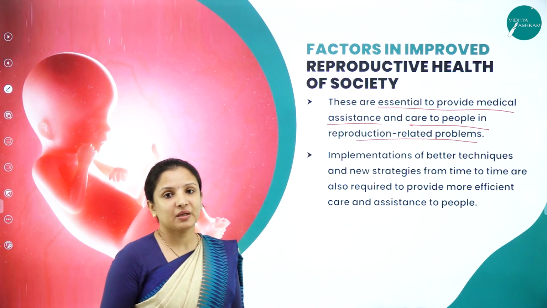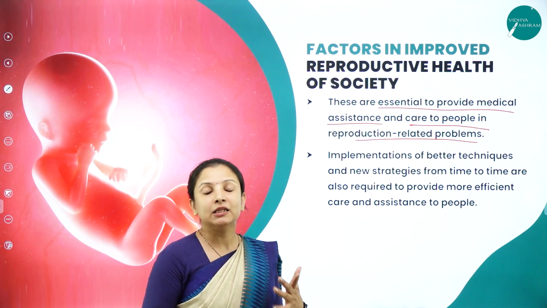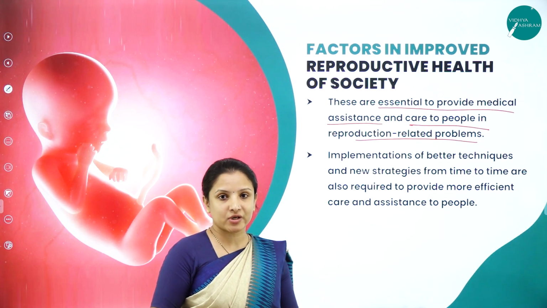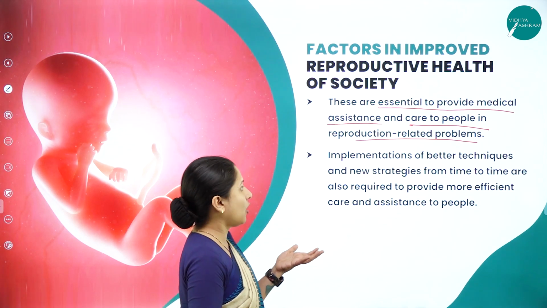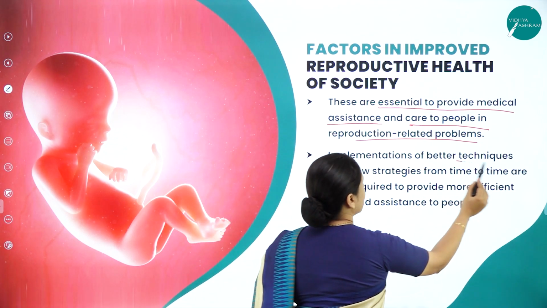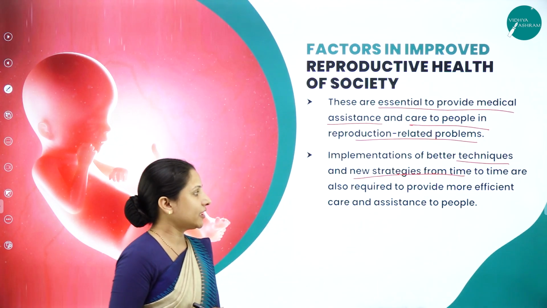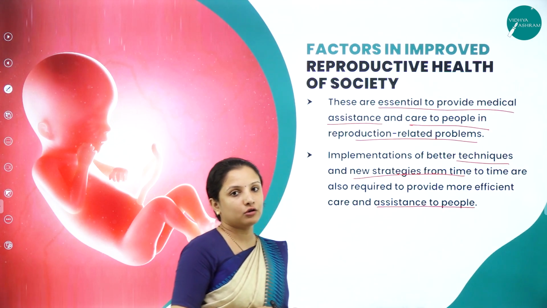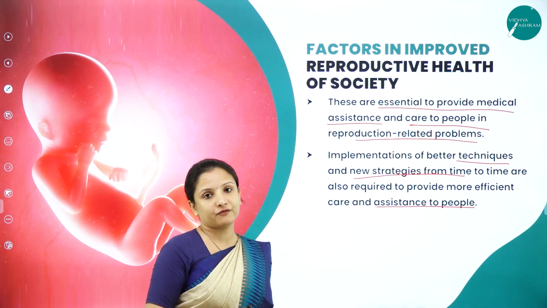Some of the people, because of their poor reproductive health, will not be able to bear a child. So for such people, proper medical treatments were introduced by the government. Next, implementation of better scientific techniques and new strategies from time to time in order to provide more efficient assistance to the people. All that was followed by the government. So these are the factors in improved reproductive health of the society.